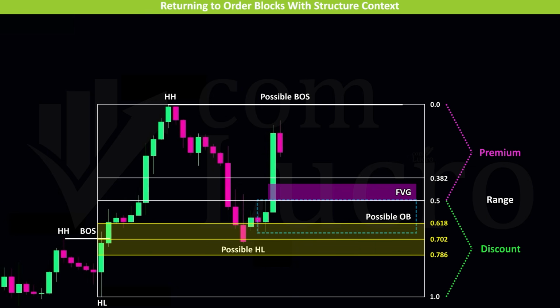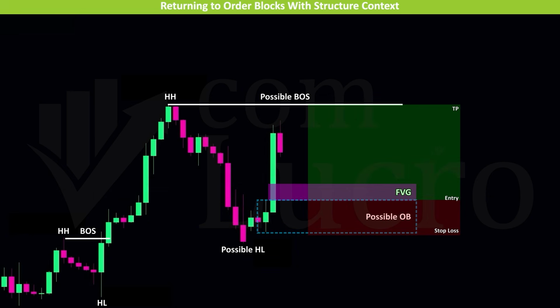If you are using the OTE concept and did not enter the trade when price initially retraced into this zone, you may still anticipate a potential reaction at this order block. Even though this order block remains technically invalid because structure has not yet been broken, it shows strong signs of behaving like a valid order block.